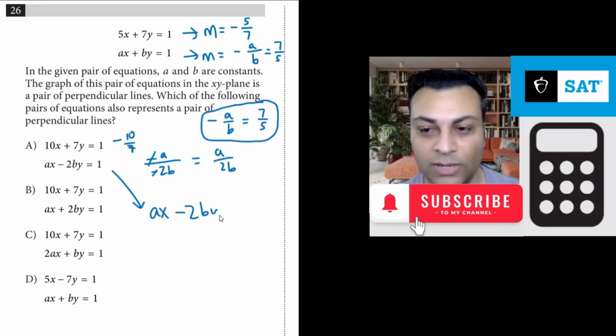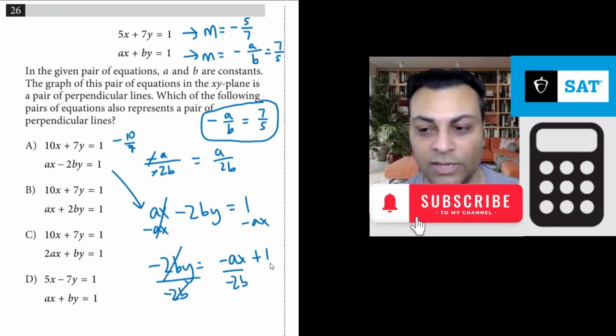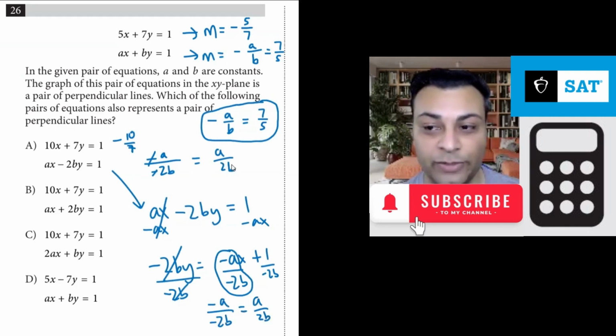Ax minus 2by equals 1. You minus the ax away, and you get negative 2by equals negative ax plus 1, and you divide by negative 2b to solve for y, and divide by negative 2b on this one as well, but it's irrelevant. It's just a y-intercept. And you see the slope is negative a over negative 2b, which simplifies to a over 2b without the negatives. So a over 2b. Okay.